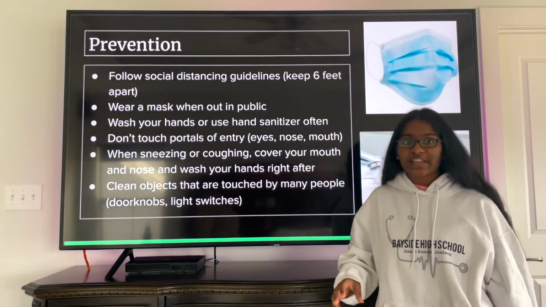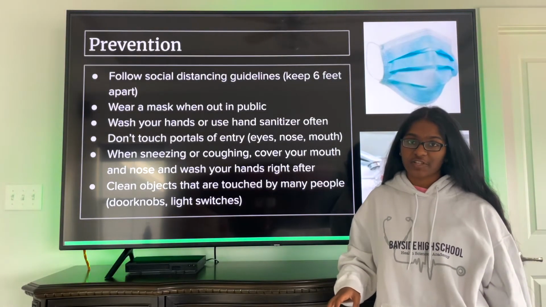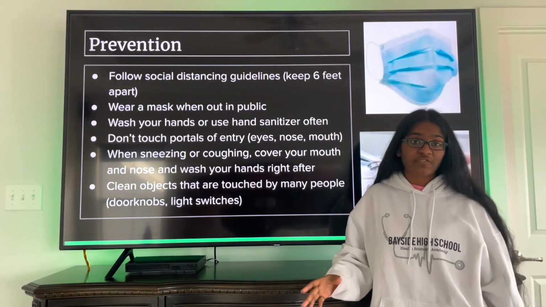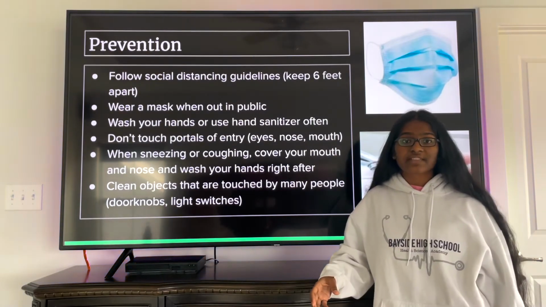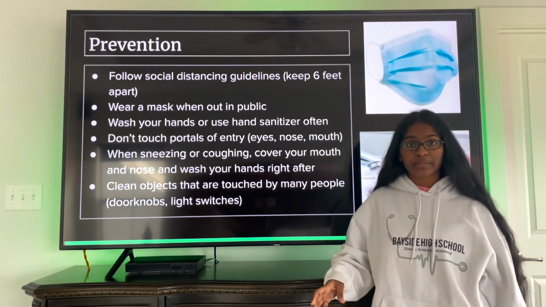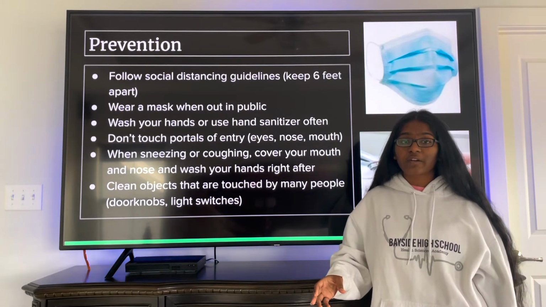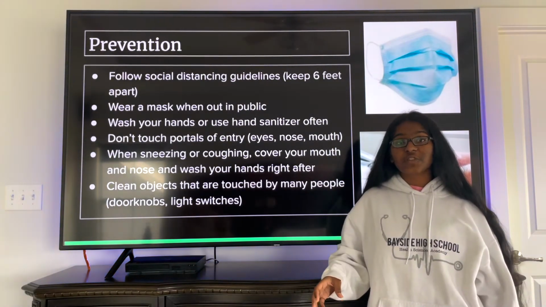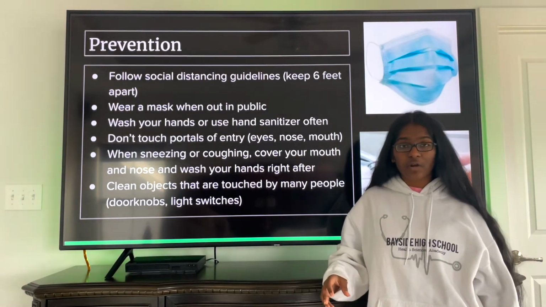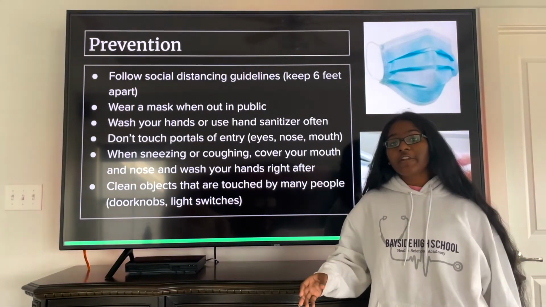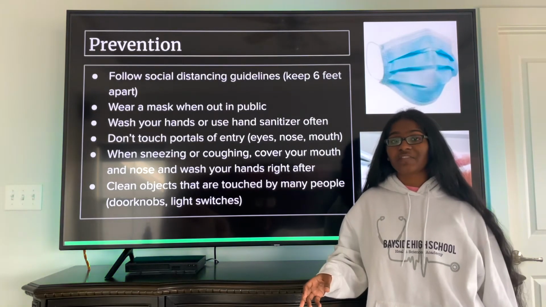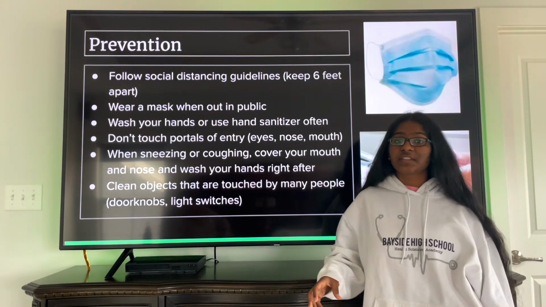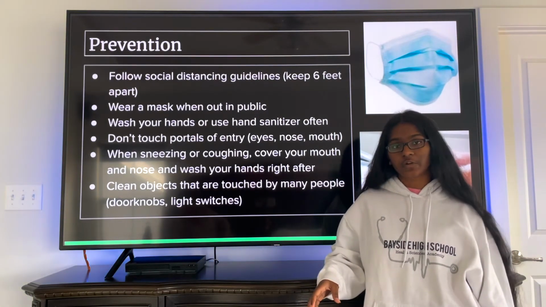There are many things people can do to prevent getting this infection. Some of these are following social distancing guidelines, which means staying 6 feet apart from people, wearing a mask when going out of your house and into the public, washing your hands with soap and water for at least 20 seconds or using a hand sanitizer often, avoiding touching the portals of entry, which as stated before are the eyes, nose, and mouth, covering your mouth and nose when you sneeze or cough and immediately washing your hands after, and cleaning objects that are often touched by people, such as light switches or doorknobs.